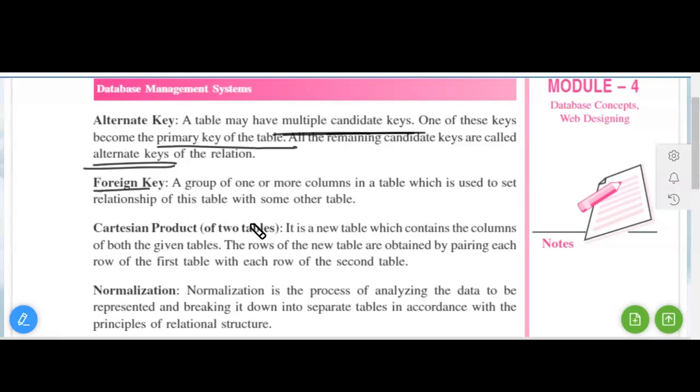A foreign key is a group of one or more columns in a table which is used to set the relationship of that table with some other table. For example, you have a department table with departments 1, 2, 3: electronics, computer science, and mechanical. So three departments are there. These can be the primary keys 1, 2, 3. The serial number of the department can be the primary key.